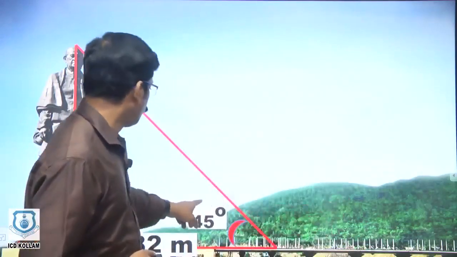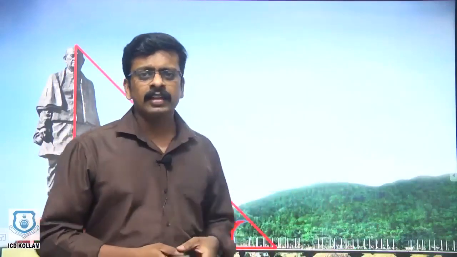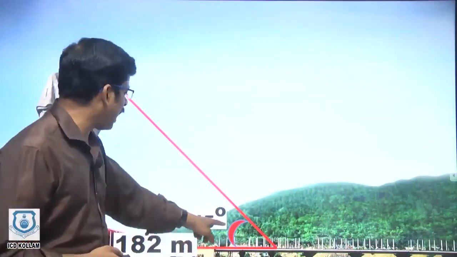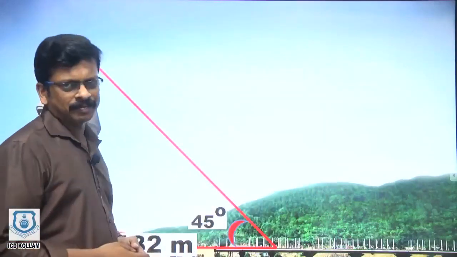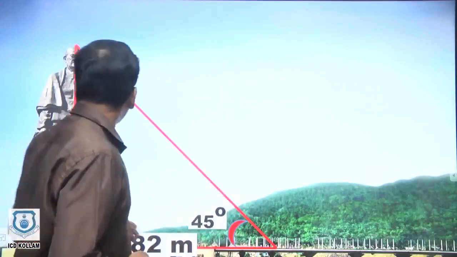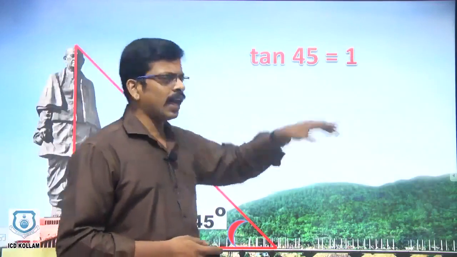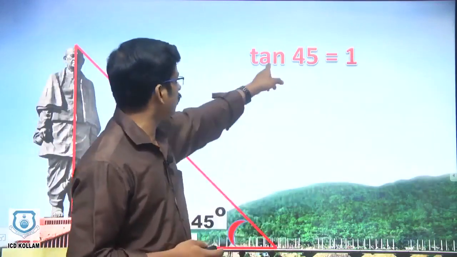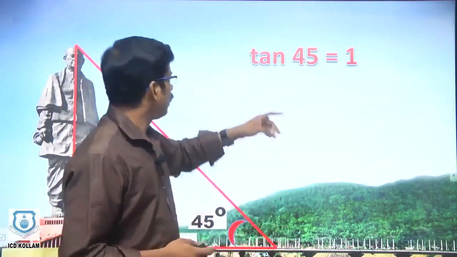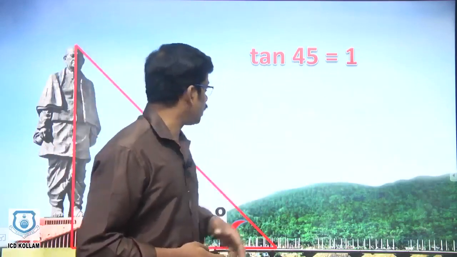I can use a clinometer to view this angle. Suppose you don't have a clinometer with you, your mobile phone you can turn into a clinometer by some applications in Play Store. So anyway, I measure the angle as 45 degrees. Now I want to find the height. So I know tan 45 is 1. We will discuss that topic later.